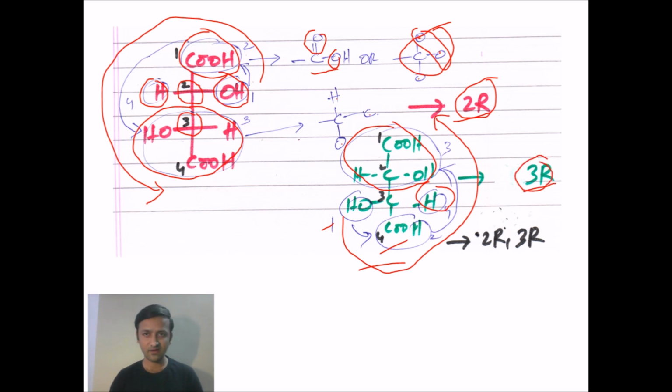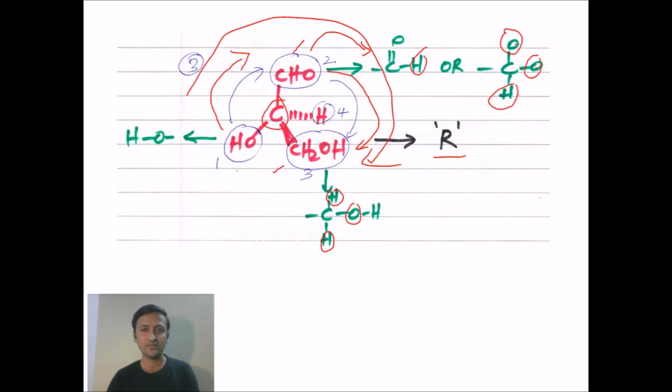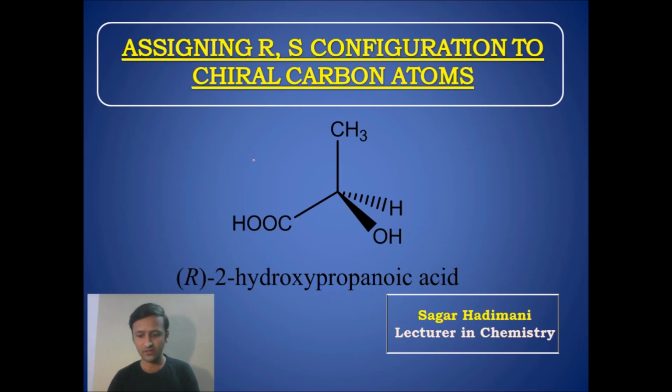So you can assign the configuration for this optical isomer of tartaric acid as 2R, 3R. Okay, so this is 2R, 3R tartaric acid, and if you take its mirror image, it should be 2S, 3S tartaric acid. Okay, right, so in this way we assign R and S notations for chiral carbon atoms.